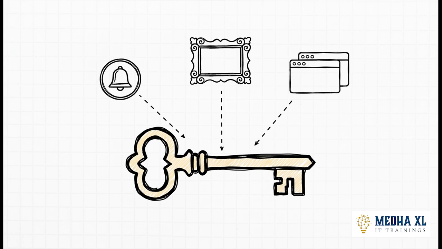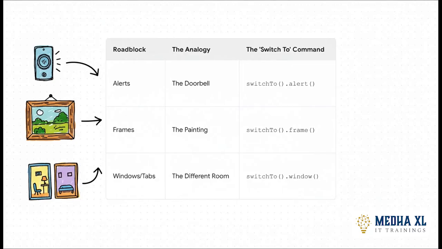Think of it like you have one master key, and it just has slightly different teeth for each different lock. Let's just bring it all together right here. For the alert, that's our doorbell, you use switchTo.alert. For the frame, our painting in the gallery, you use switchTo.frame. And for that new window or tab, the different room in the house, you use switchTo.window. You see that? It is the exact same simple pattern for every single one of these roadblocks.